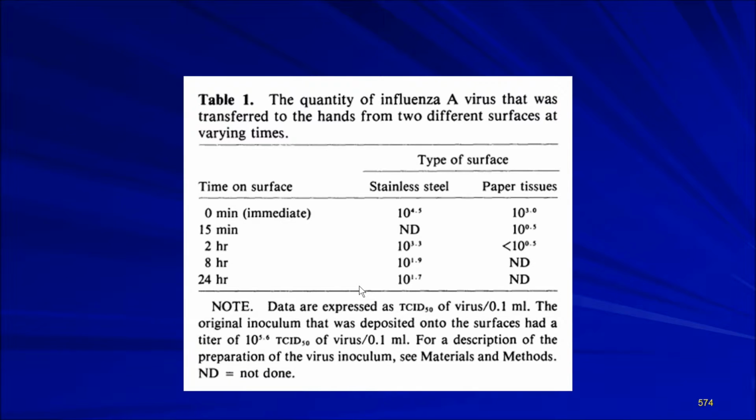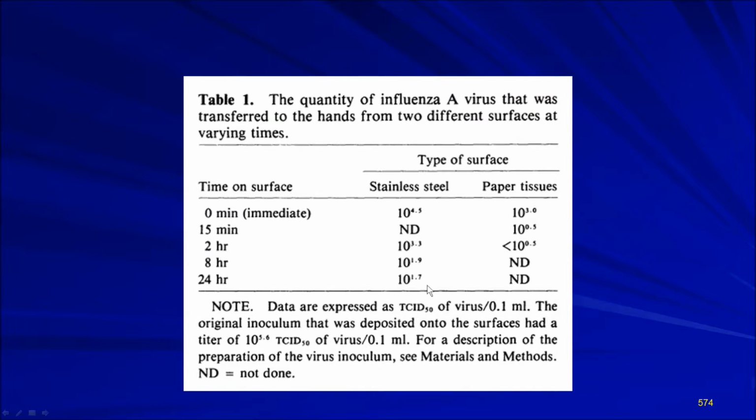So what they did here is they showed how many infectable or viable influenza A viruses could be transferred to hands after 5 different time periods: 0 minutes, 15 minutes, 2 hours, 8 hours, and 24 hours. As can be seen, after 24 hours, there are still around 50, or 10 to the 1.7 TCID 50, of influenza A out of an initial 10 to the 4.5, which comes out to around 31,000. Doesn't seem like much, does it? But remember that these are concentration units of just 0.1 milliliter.